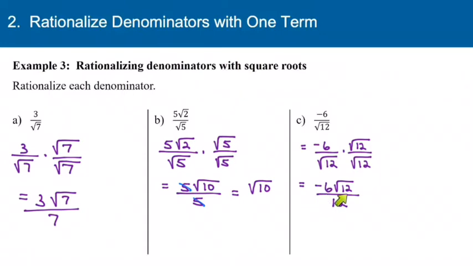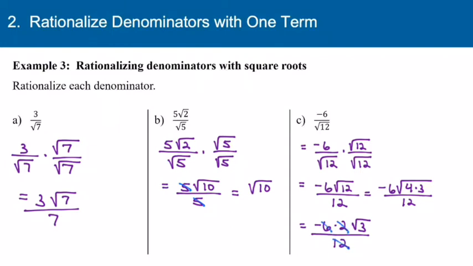So we know that 12 is 4 times 3. And we know that the square root of 4 is 2. So we're going to end up with negative 6 times 2 times the square root of 3 in the top, and in the bottom we have 12. Now we know that negative 6 times 2 is negative 12, and we have 12 in the denominator. So this 6 times 2 is going to cancel out this 12.